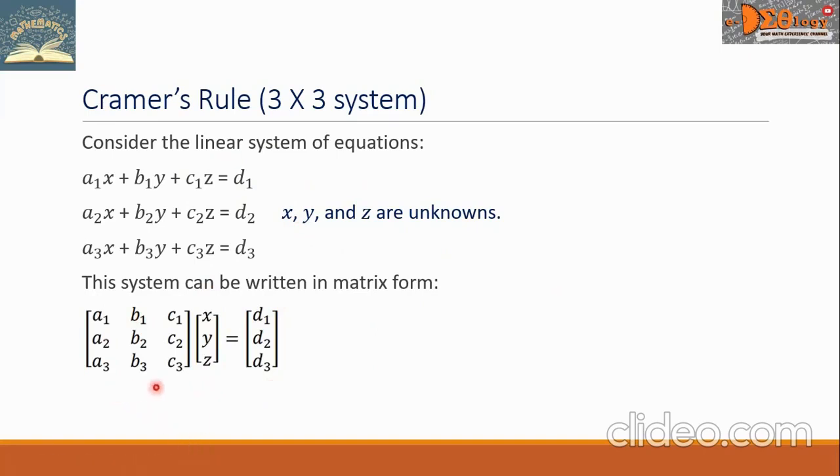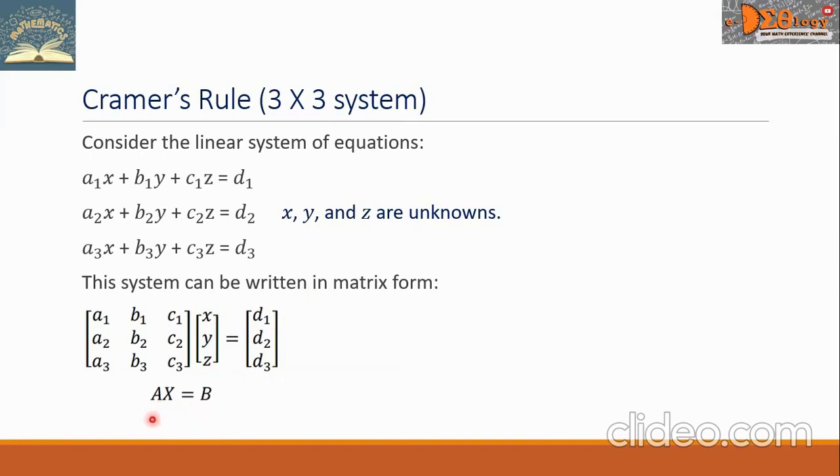The first matrix corresponds to the coefficients of the variables. The second matrix is the column matrix for the variables x, y, and z. Equals, the third matrix is the matrix for the constants, D sub 1, D sub 2, D sub 3. And simply we can write like this: capital A times capital X equals capital B.